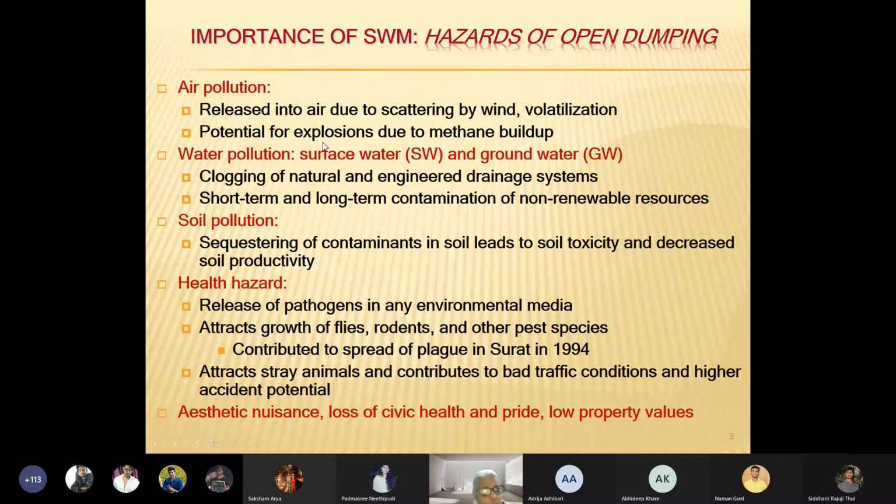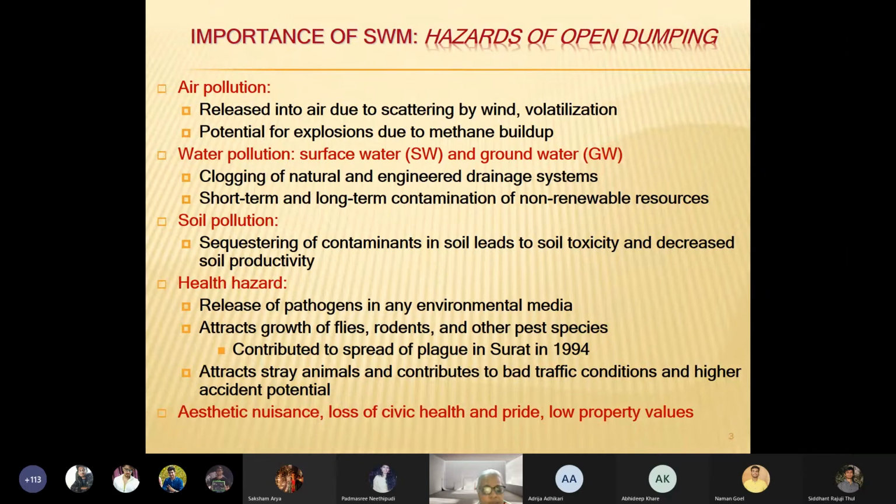The potential for explosion is there, and the slow burning fires, which you see in India all the time, that is also another major problem in terms of air pollution. So that's one big one. Then we come to water pollution.